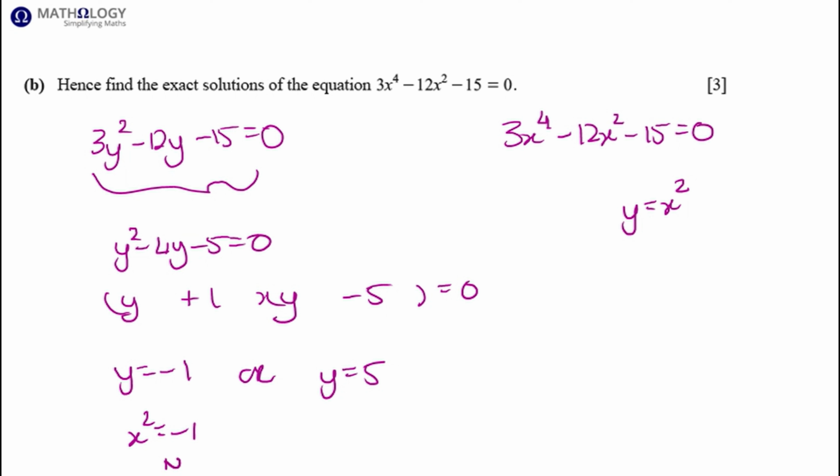This has no solution, since x squared is always a positive number. Or x squared equals 5. So x equals plus or minus the square root of 5. And that is the solution.